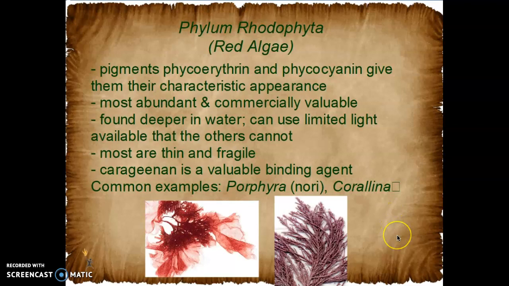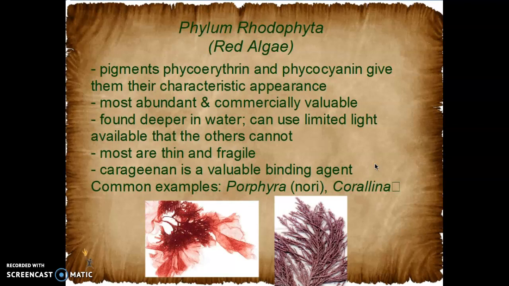All right, then our other group here, phylum Rhodophyta. Rhodo means red. They have phycoerythrin and phycocyanin as their main pigments, so that's why they look reddish to bluish to purplish. They are the most abundant seaweed in the ocean, believe it or not, and they're also the most commercially valuable. These are usually found in deeper, colder waters because there's limited light available to them, and they can use that light that other algae cannot.